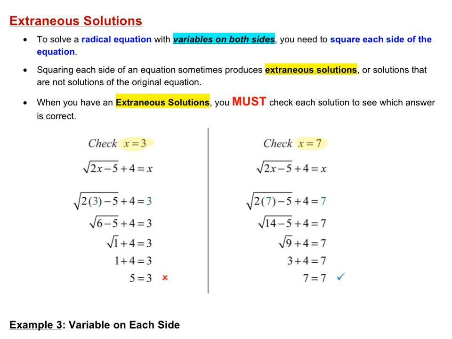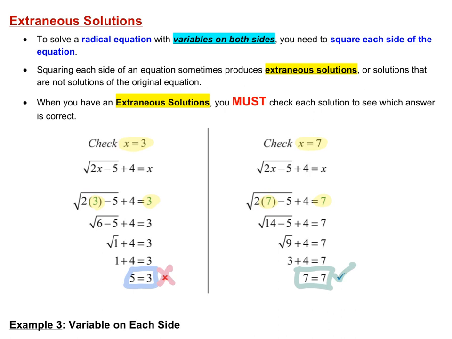We plugged back into the original equation where we had our x's, and when we did the math, so to speak, we ended up with something that said 5 is equal to 3. We know that that is not, in fact, true. So we know that that solution, x equals 3, is not a solution for this radical equation. In the other case, we ended up with something that said 7 equals 7. That is correct. So we're fine to say that the solution to our radical equation is x is equal to 7.